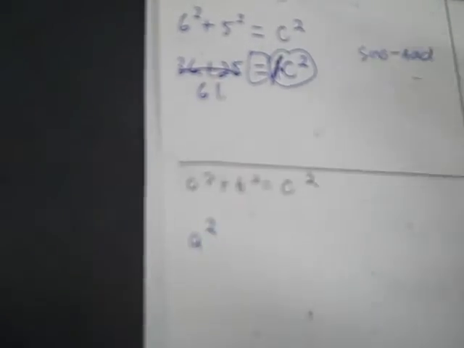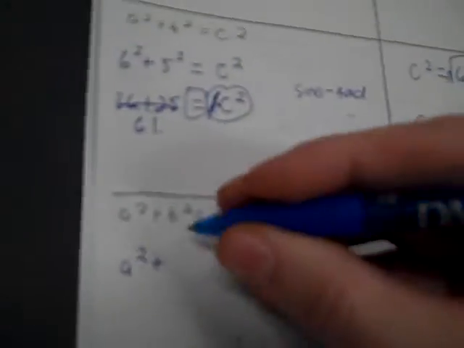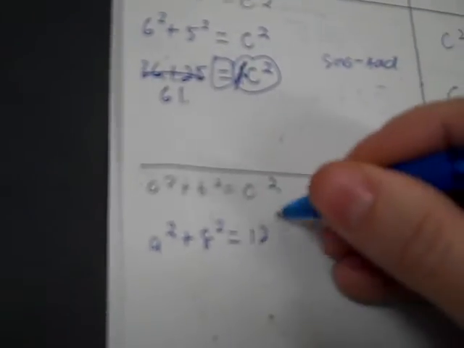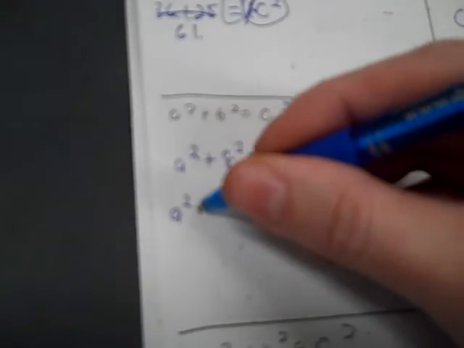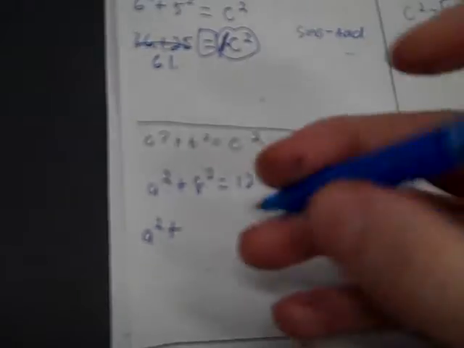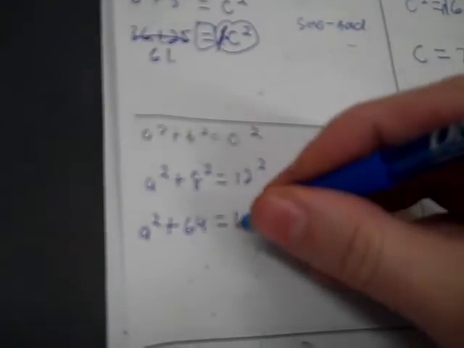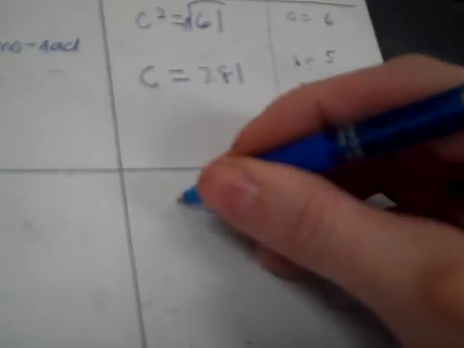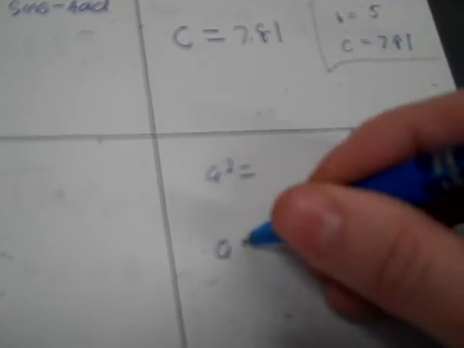Okay, next one. A, I don't know. Keep the A variable. B we know is 8. 8 to the second. C we have 12. 12 to the second. Okay, then I get rid of as many second powers as I can. So A to the second stays the same because that's a letter. Then plus 64. And 12 to the second is 144. Now I can get the A to the second by itself and then find what the A is.